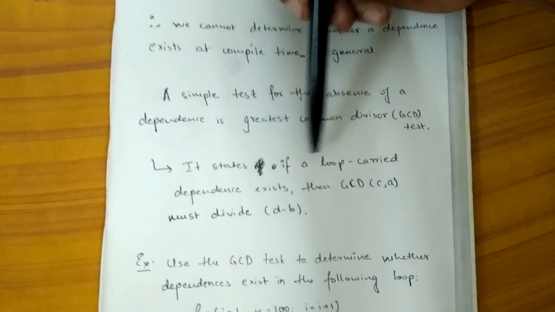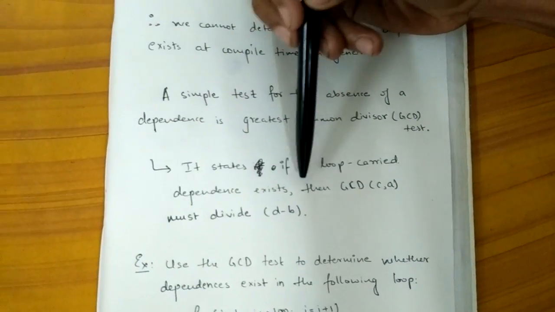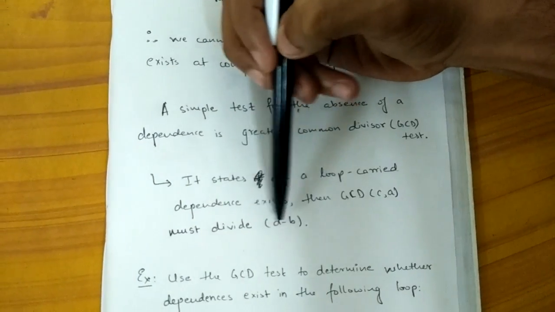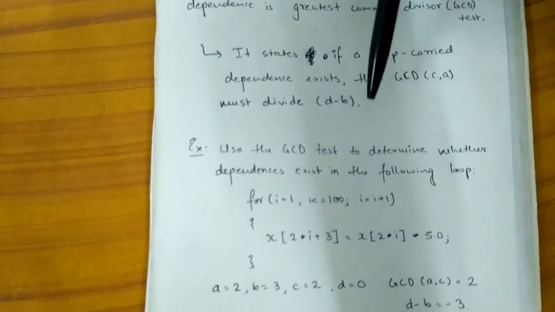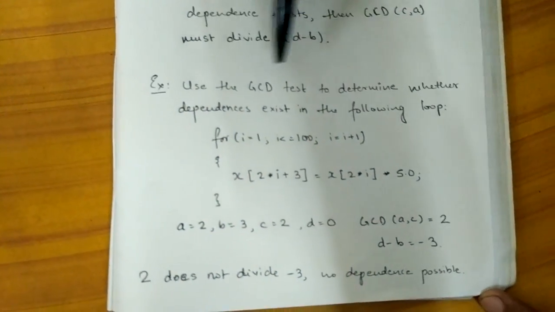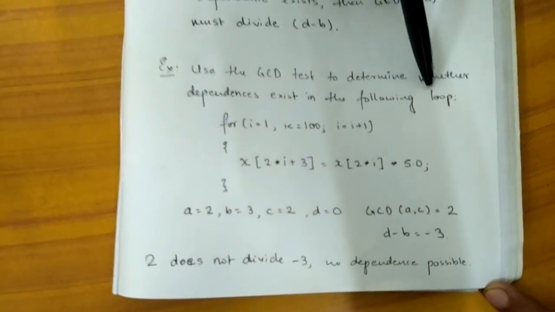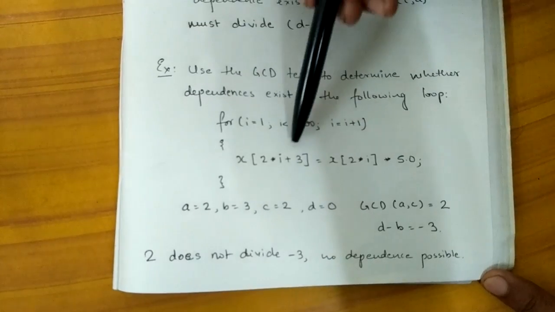It states that if a loop carried dependence exists, then GCD(c, a) must divide (d - b). We'll take an example for this. Use the GCD test to determine whether dependencies exist in the following loop. This is the loop given.